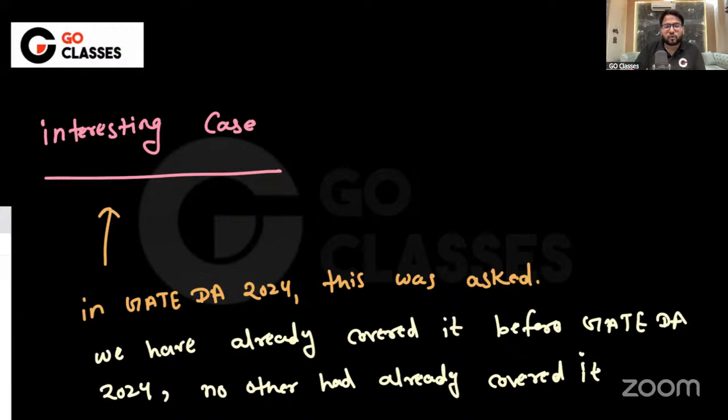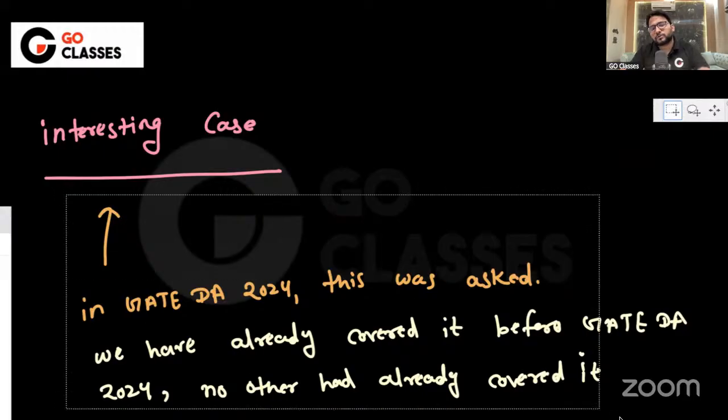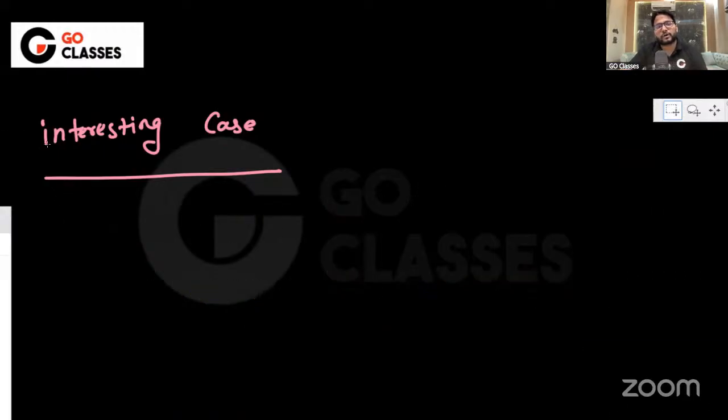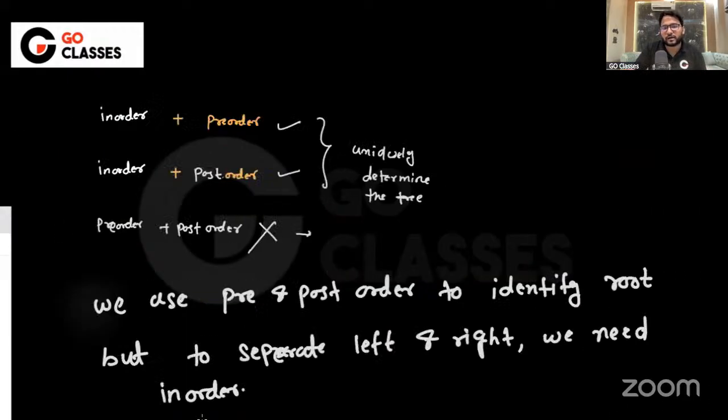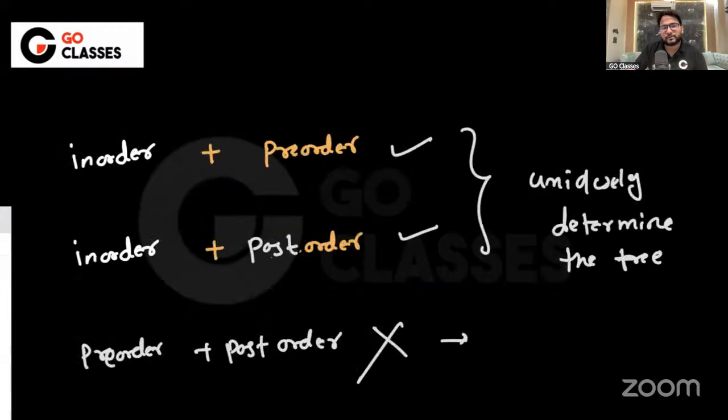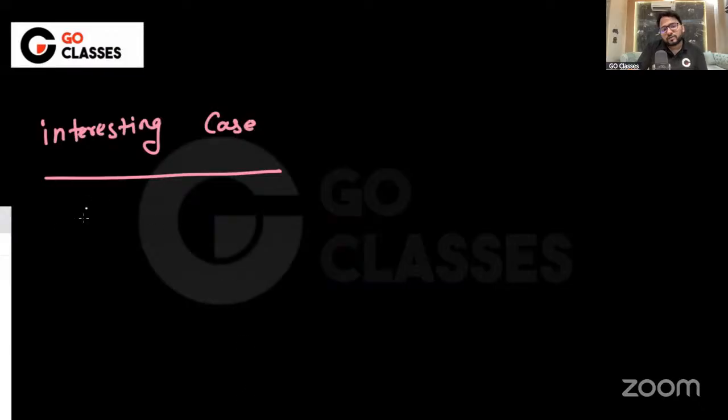Okay, so let me just go about an interesting case. So what is that interesting case? Currently we are at the full tree. Oh, sorry, we are in the general tree. So in the general case, this happens, which means you need in-order anyway. Now suppose we talk about the interesting case of full tree.